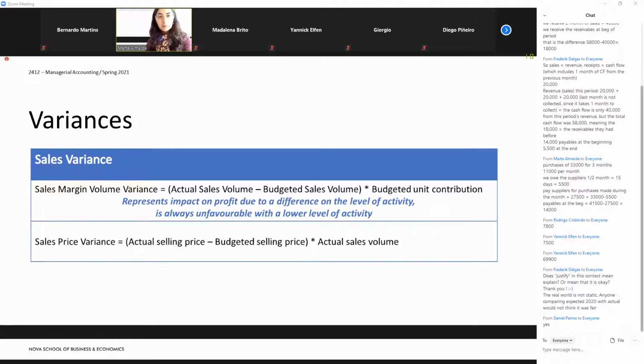So you remember when we compare the static budget and the flexible budget, the only difference is the level of activity. So we can calculate with this formula the difference in profit between the static budget and the flexible budget. This formula will give us the value. We also have next the formula for sales price variance, which is the actual selling price minus the budgeted selling price times the actual sales volume.